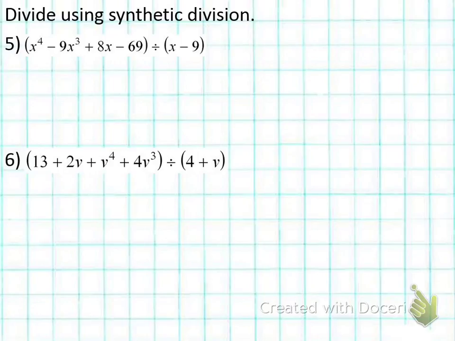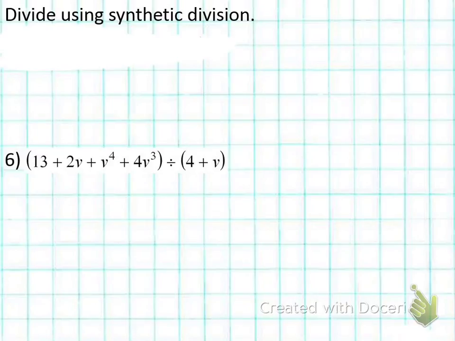Let's do number 6. We're just going to go straight to 6 because that one looks more fun. Okay, so on number 6, can we use long division or synthetic division? Yes or no? What's the leading coefficient? 4. I thought we needed only a 1. Is there another way to write this divisor? Isn't 4 plus v the same thing as v plus 4? Okay, so is the leading coefficient a 1? Yes or no? Okay, good.